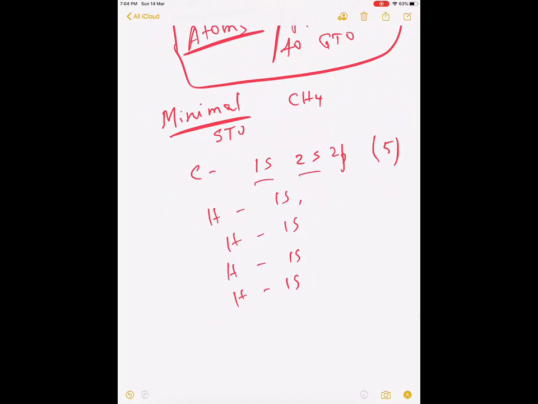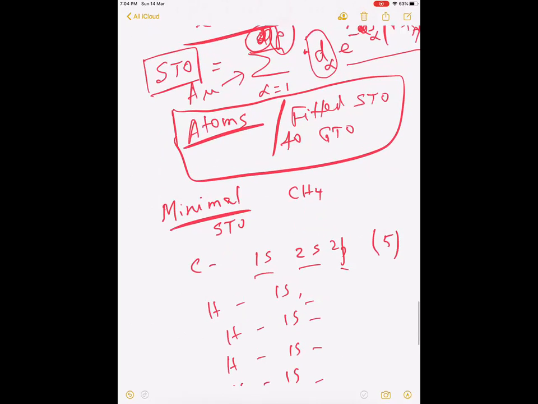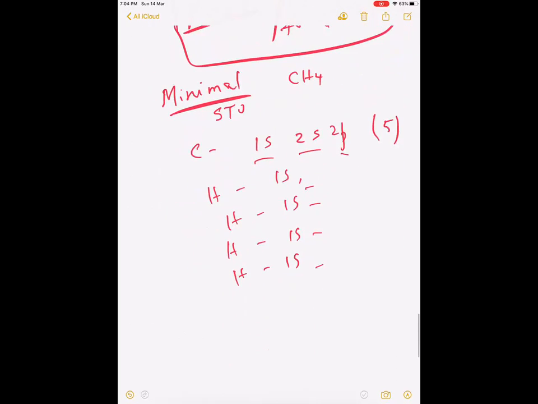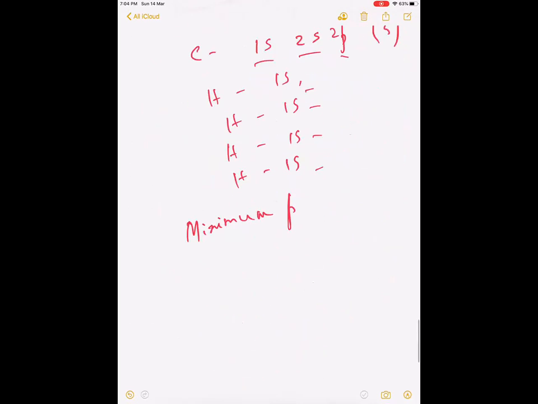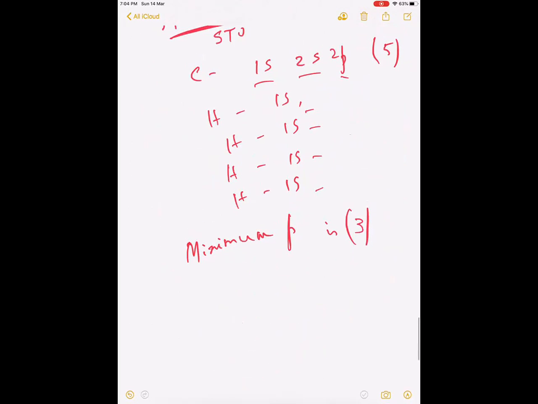But these were all Slater orbitals, all STOs. What I'm now going to do is expand these STOs in terms of a known set of Gaussians. I already know this. So this will be the first level of minimal basis sets, with the minimum number of Gaussians. The minimum value of P, the minimum number of Gaussians required to expand any Slater orbital, is taken to be 3. Otherwise, you get a very bad representation of each of them.